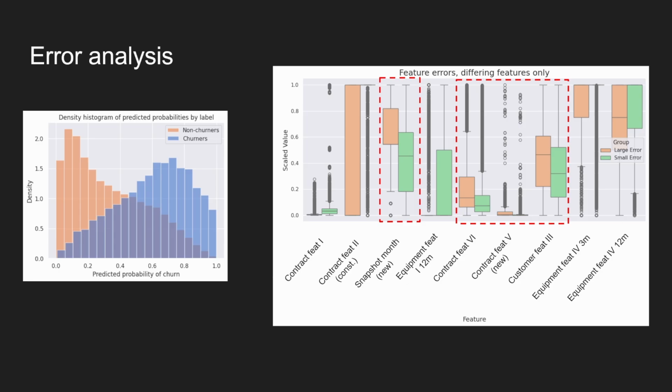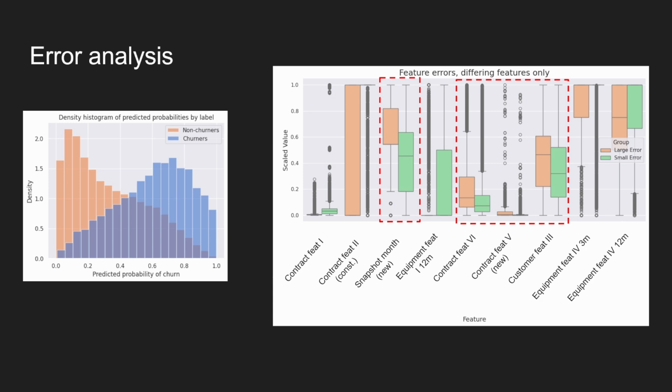Then for the error analysis, on the left there's a general histogram of the predicted probability distributions. We see quite clearly that the model is more confident at identifying the non-churning contracts, and not so much for the churning ones. And the two groups are not clearly separated in the model. Then on the right, there are some results from the error analysis.